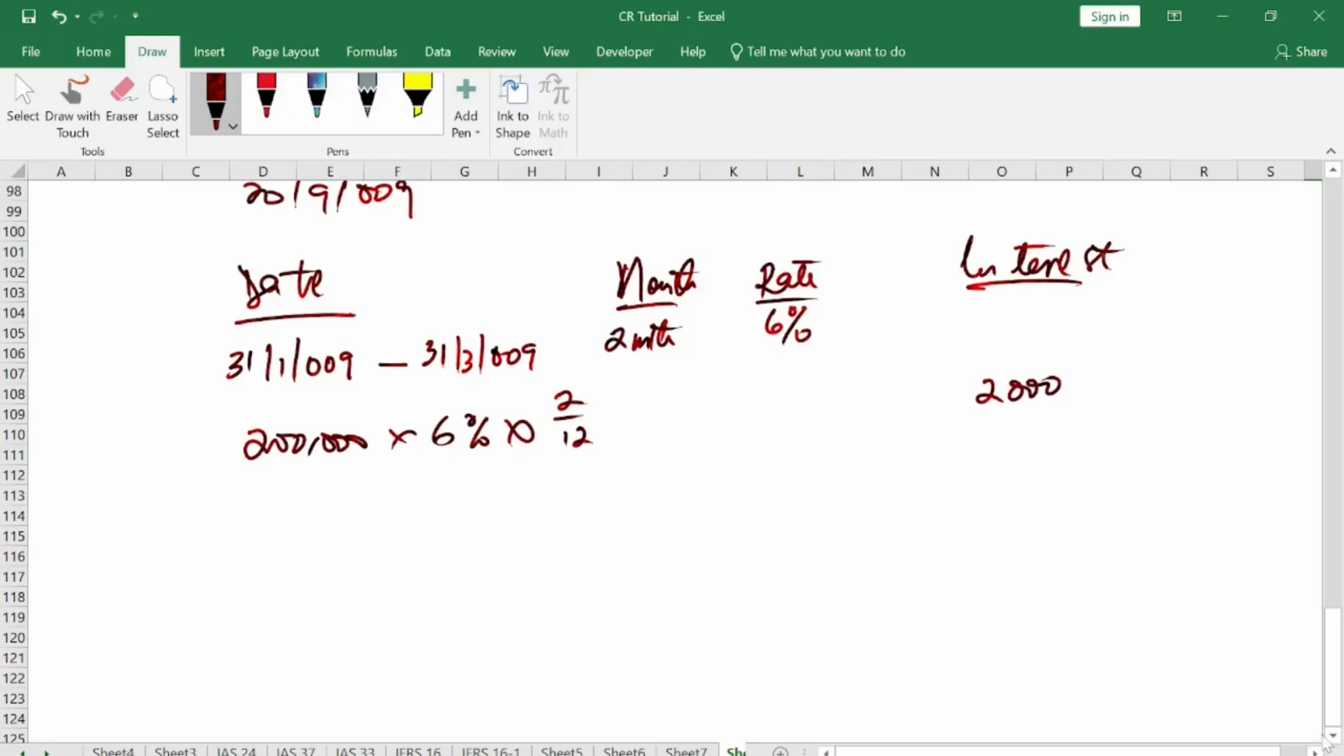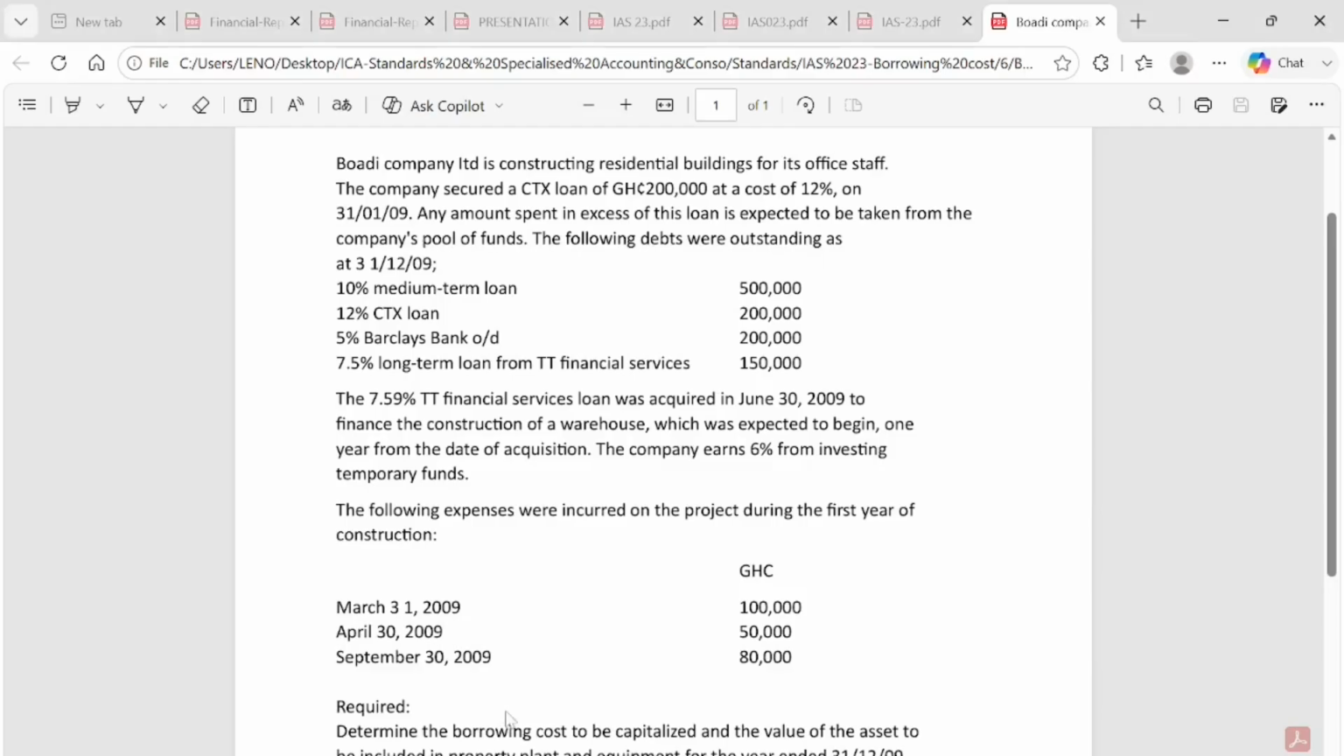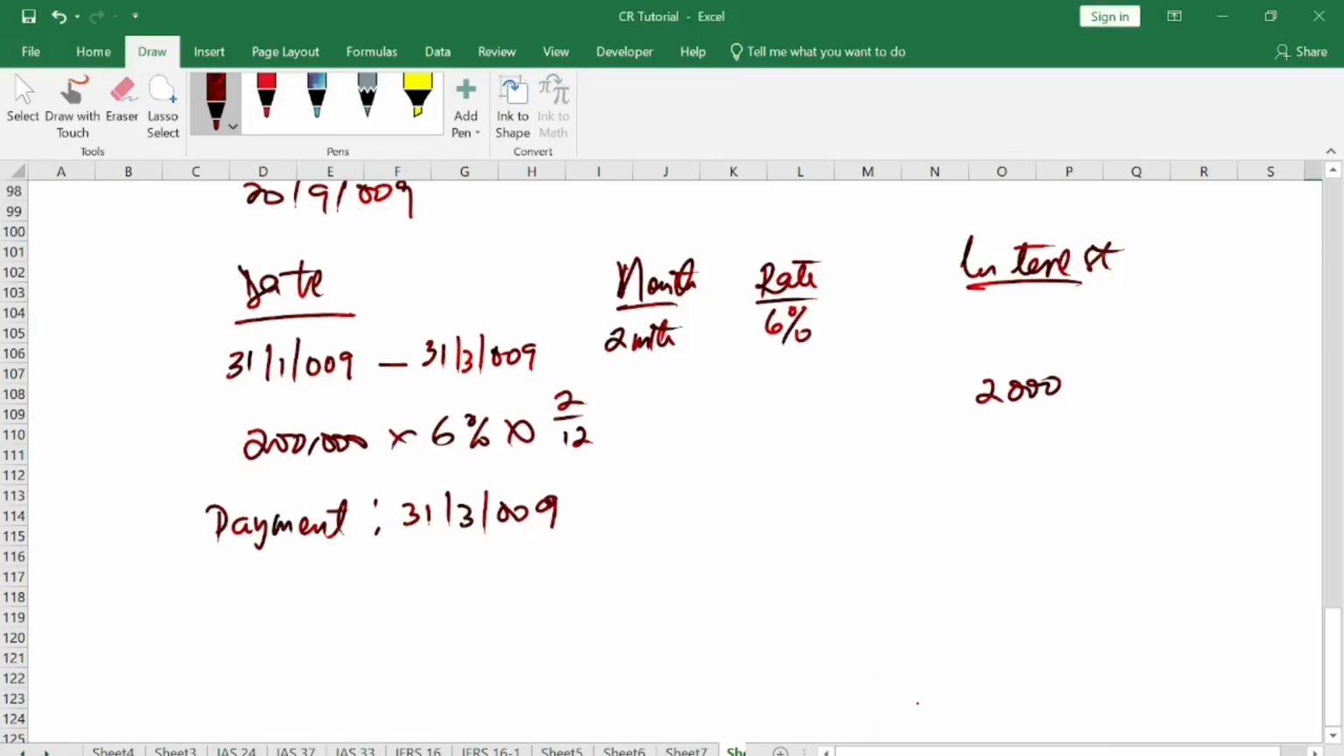Now the second payment. The first payment was made on 31st March 2009. When you look at the question, the first payment was 100,000. The total was 200,000, and you made a payment on 31st March of 100,000. So how much do you have left? You will have 100,000 left.